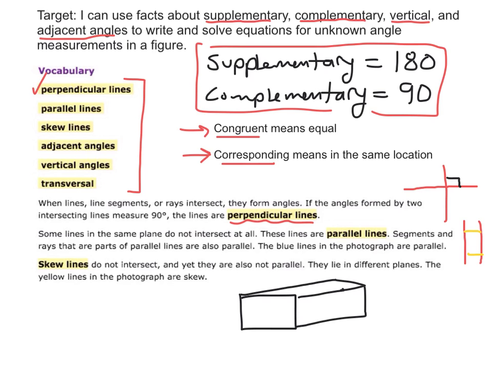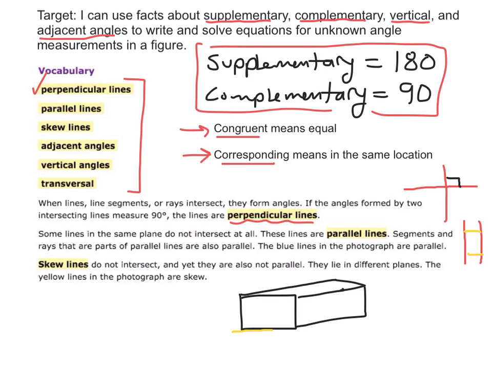Skew lines do not intersect, and yet they are also not parallel. They lie in different planes. It's hard to understand by just drawing two lines, so I have to draw a three-dimensional shape, like a box. So here would be two lines that are skew.